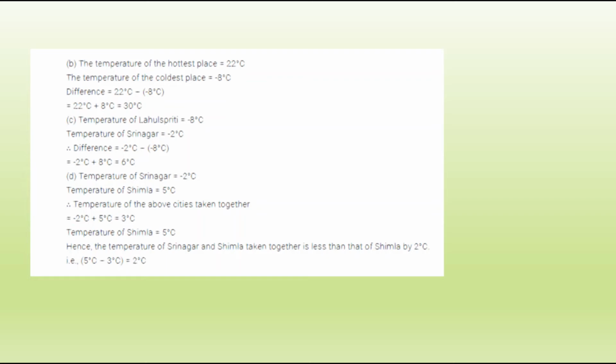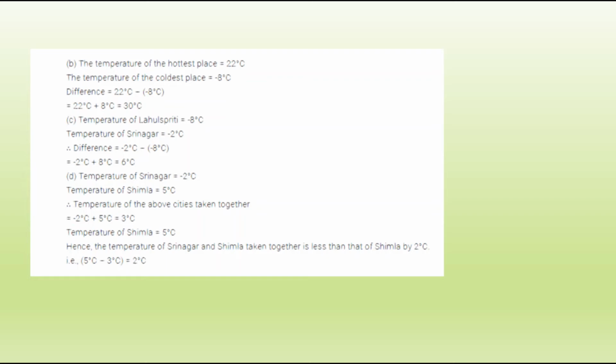So the difference between the two is minus 2 minus minus 8, that will be minus 2 plus 8. We will do the subtraction and take the sign of the bigger absolute value. The absolute value will be taken in the answer, that is 6 degrees Celsius.